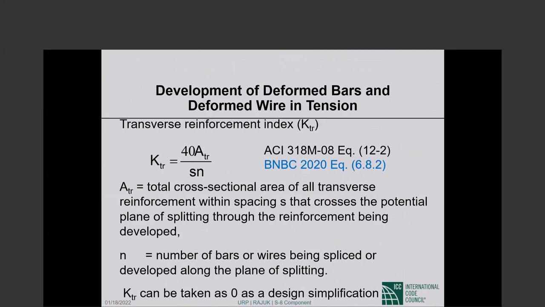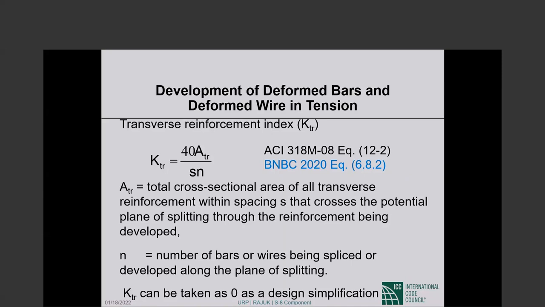Not all the bars that there are, but the ones that are being developed or spliced. That is extremely important. K sub TR can be taken as 0 as a design simplification. That simplification we use surprisingly often, I would say.